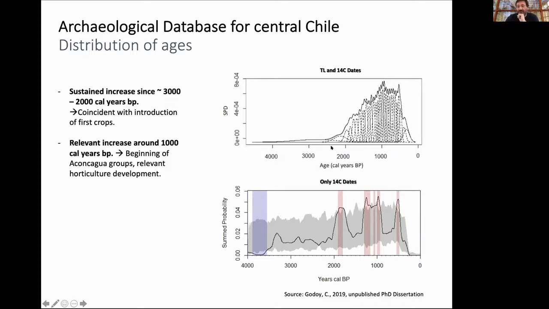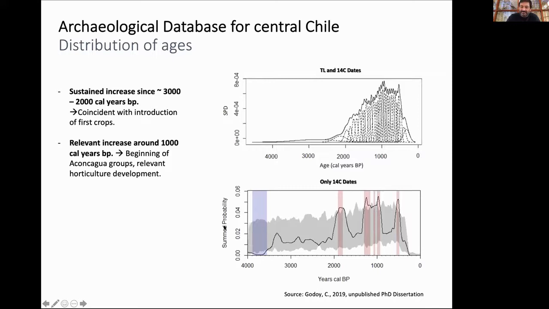One of the curious things about central Chile is that a lot of the data are not from radiocarbon but are actually from TL dates based on ceramics and other materials, which is really hard to integrate into the R carbon package. So if you guys have any ideas of how to do that, that would actually be really useful.